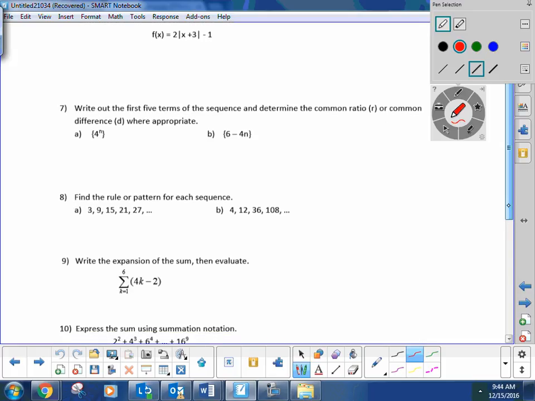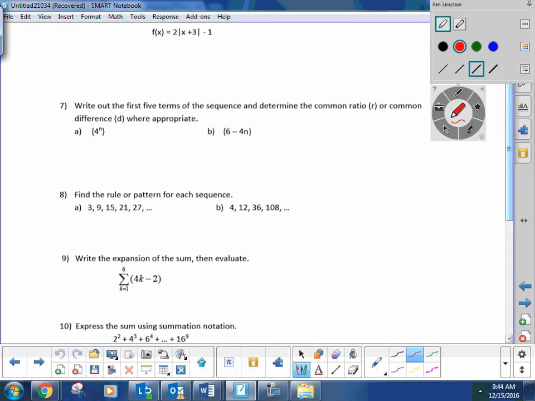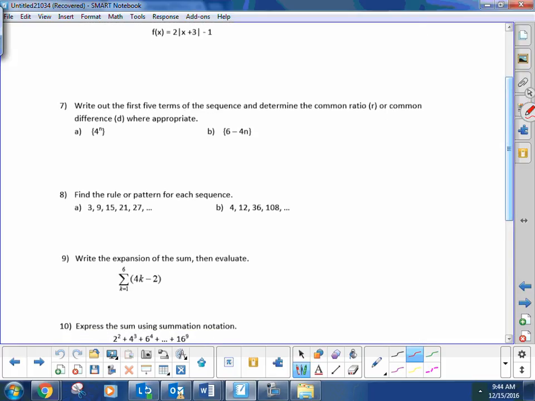Let's go to 7, and the directions first ask for us to write out the first 5 terms of the sequence and determine the common ratio or common difference where appropriate. So from here, one of the things we're going to do is discover what the solution is for n equal to 1, 2, 3, and 4. And the results will be this: 4 to the 1, 4 squared, 4 cubed, and 4 to the 4th.